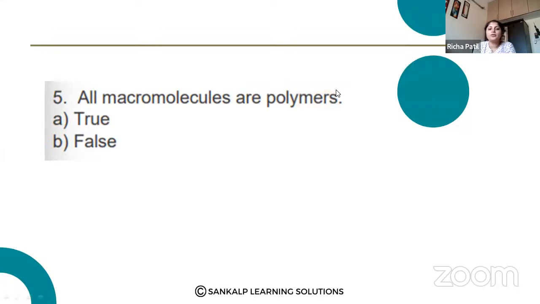All macromolecules are polymers. Is it true or false? Yes, it is true. Basavraj, Hema, yes, it is true. Correct. Good. Vinayak, yes. Many have answered it right. Good. We'll go for the next one.